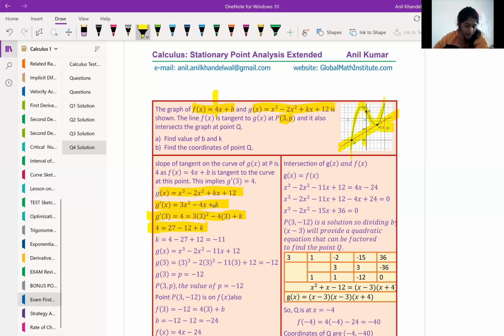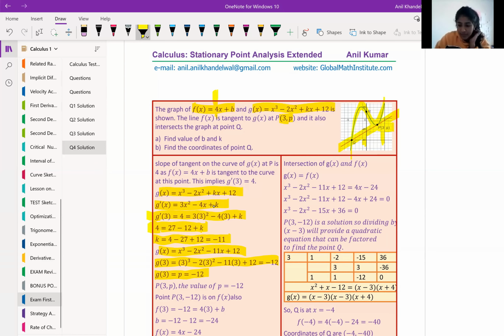Move forward, please. So when I got that, I got k equals minus 11. That's correct. Then I just subbed the k back into g of x and got g of x equals x cubed minus 2x squared minus 11x plus 12. Now that we found k, we can find point p by simply subbing 3 into g of x, and I got p is minus 12.